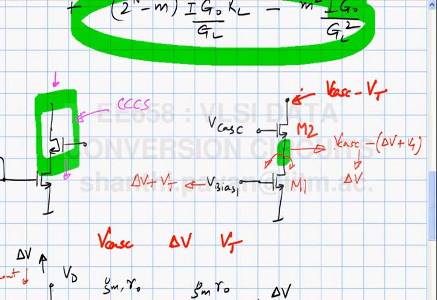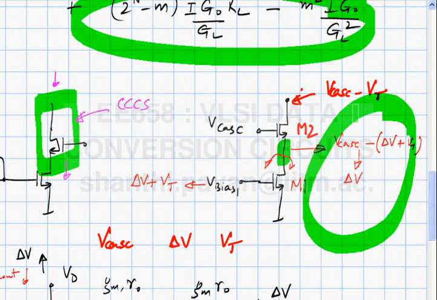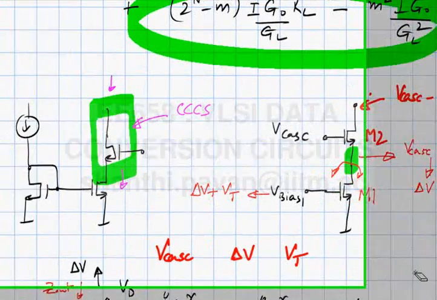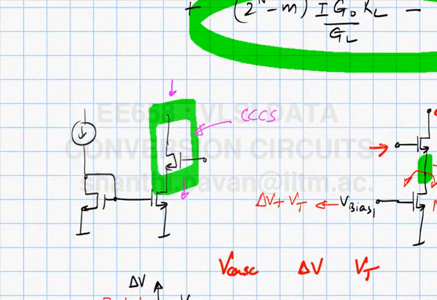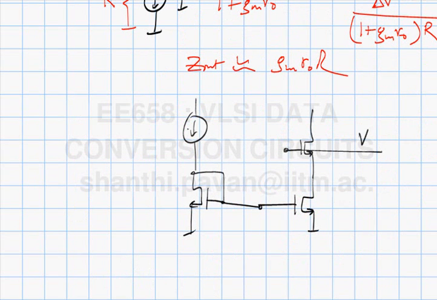So in this diagram, if Vcascode minus Vt plus delta V should be equal to delta V, because that is the minimum voltage required to keep M1 in saturation, then what should Vcascode be in terms of delta V and Vt? It should be 2 delta V plus Vt, at least. How will you generate Vt plus 2 delta V?